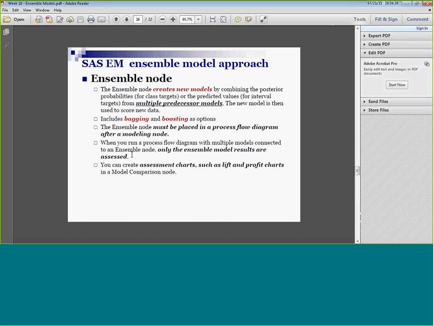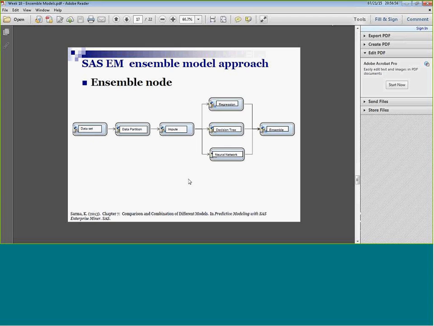Okay, so the ensemble node sort of takes over and says, I'm going to take all this stuff you've done prior, and I'm going to create a new model which basically aggregates the results of all those previous models. That's kind of the key. It aggregates in certain ways that I'll show you. You still get assessment charts, lift, and profit charts in a model comparison node after that.